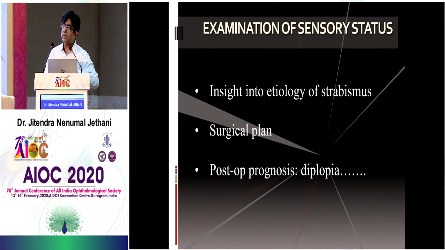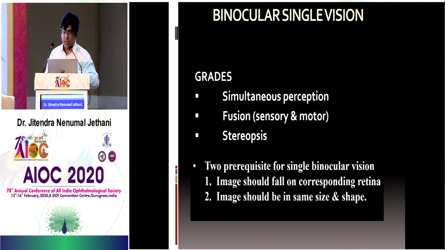Sensory aspect is a little more, we will try to shorten it down. See, one thing you have to understand is that binocular single vision cannot be graded. The reason why it has been graded by Worth into simultaneous perception, fusion, and stereopsis is only because he wants to classify it. He wants us to understand that these are the three grades, and stereopsis is the highest grade of binocular vision. There can be variability. It all depends on which type of test you are doing.